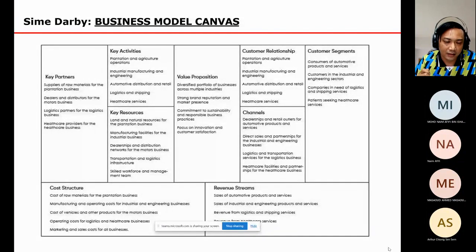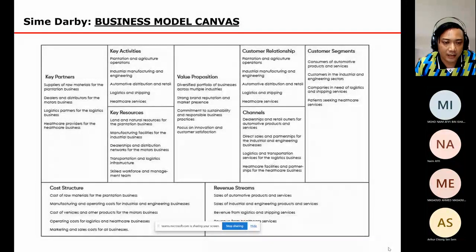By visualizing these components, the business canvas will help the company align its strategies, resources, and activities toward its overall vision and mission, and continuously improve its value proposition to its customers and stakeholders.